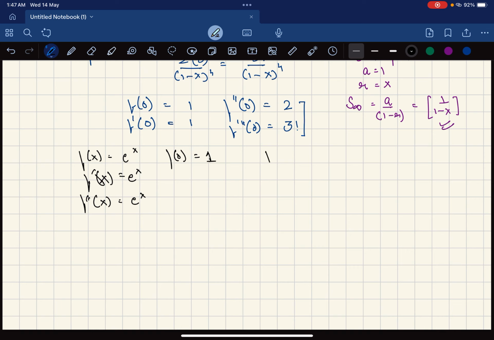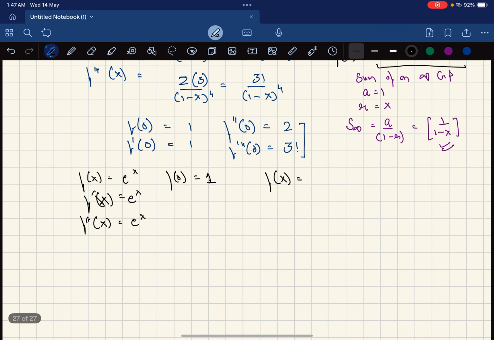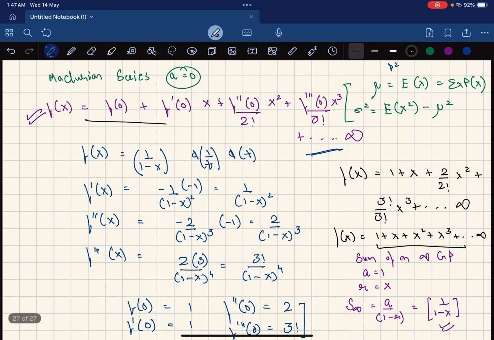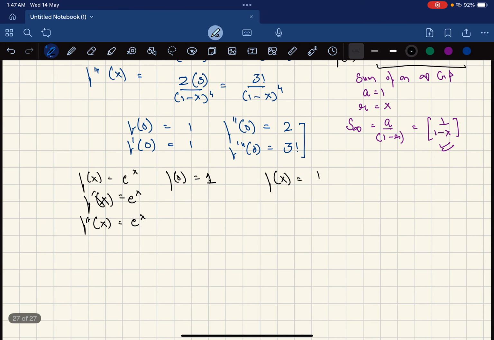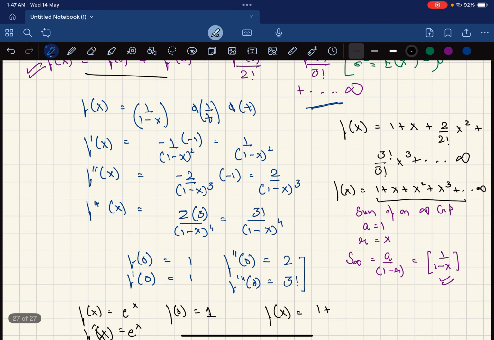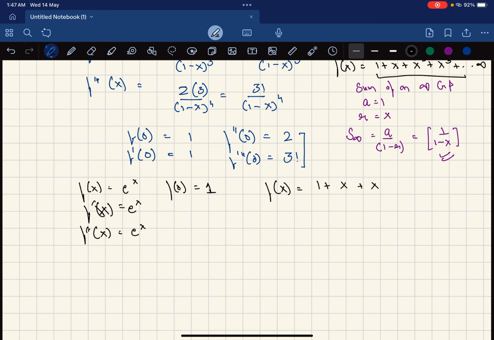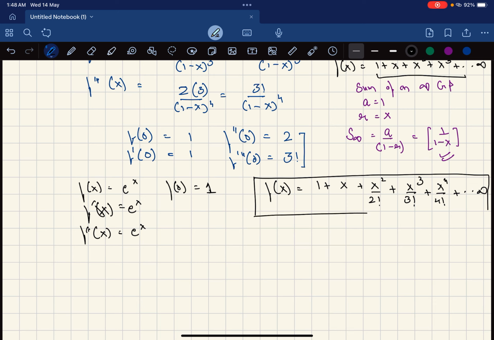So once we have done that, we simply put these values in our Maclaurin series, this particular series, and f of 0, which is 1, then we have x, then we have x square upon 2 factorial plus x cube upon 3 factorial plus x4 upon 4 factorial, and so on till infinity. So now one has to just remember this, because we would be using this in the derivation of the expected value for Poisson distribution as well as the variance for Poisson distribution.